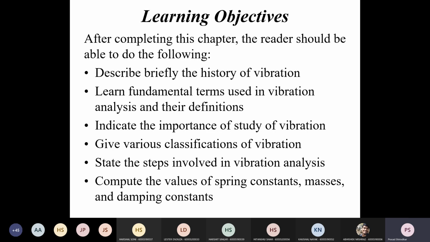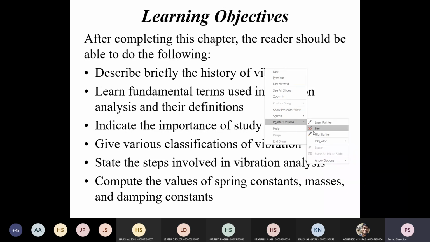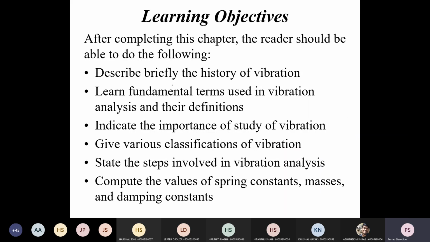So if you consider any vibrating system, there are some basic elements. For an undamped system these are a spring and a mass, and you have a damper. So something to store the kinetic energy, something to store the potential energy, and something to control the vibration. These are some of the basic elements of a typical vibrating system.